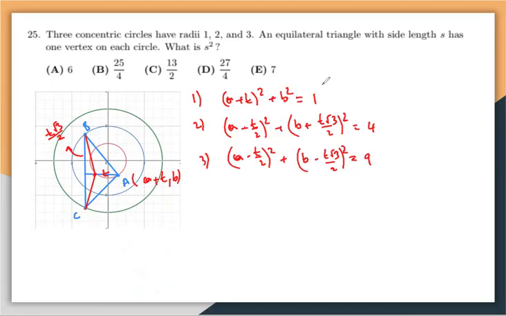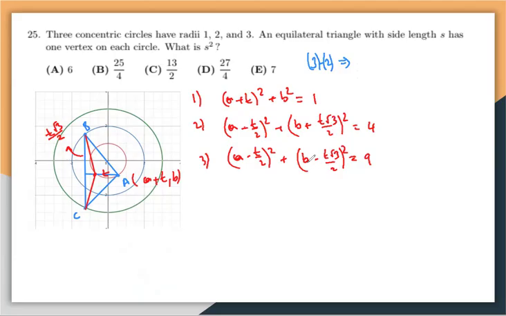If I take the last two equations, I'm going to take equation 3 minus equation 2, because this part is the same, so it will cancel. When you expand, B squared will cancel, and T root 3 over 2 squared will cancel.